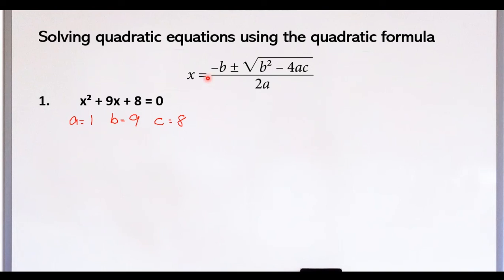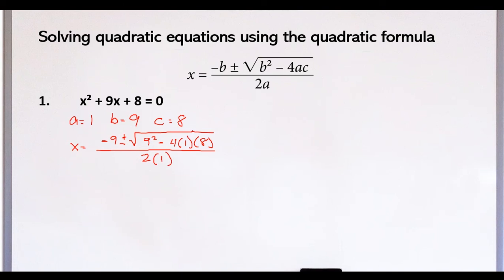Next, we substitute these values into our formula here. So we write it as x equals negative 9 plus or minus, again focus on the formula above, the square root of b squared, so b is 9, so I'm going to have 9 squared minus 4 times a, which is 1, times c, which is 8, all over 2a, so 2 times a, which is 1. So now we can solve for this one.